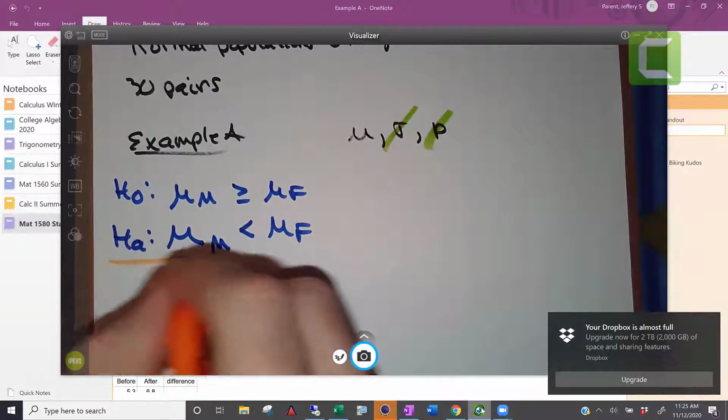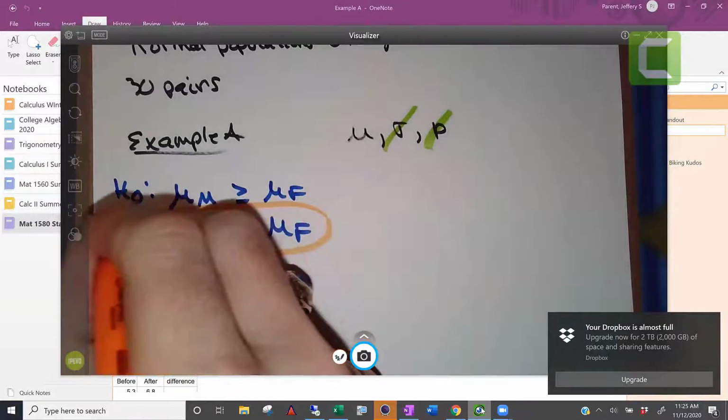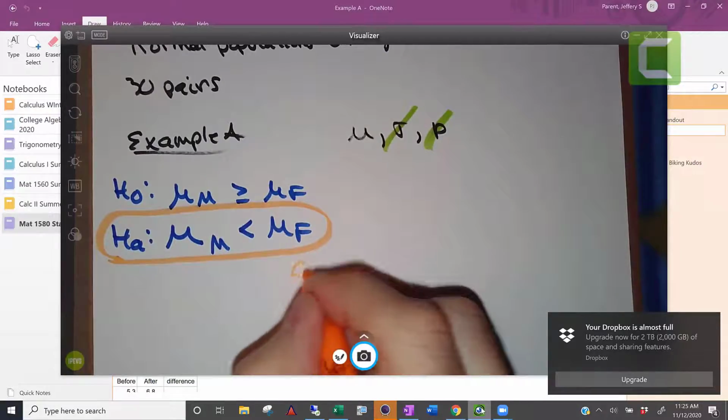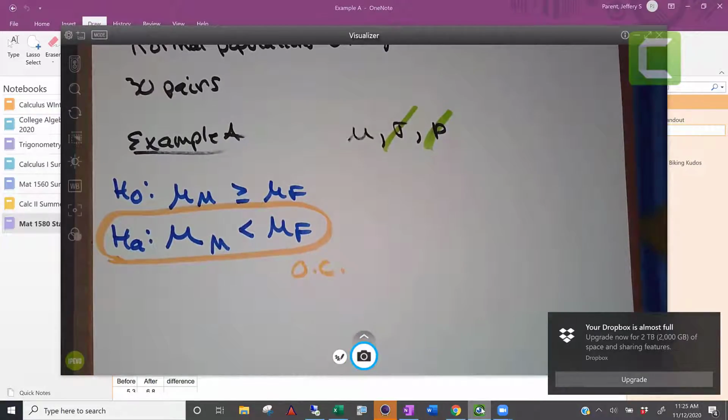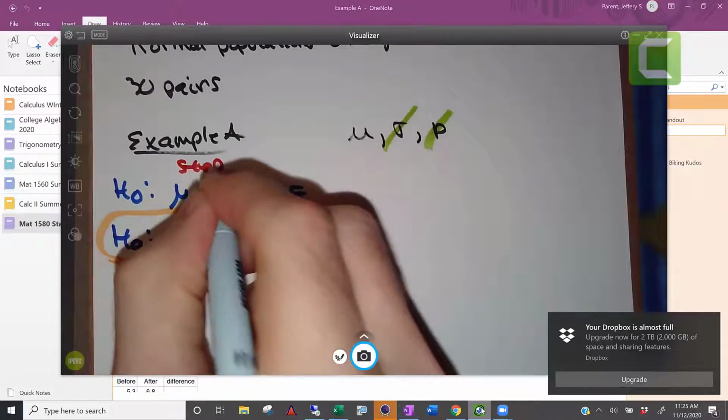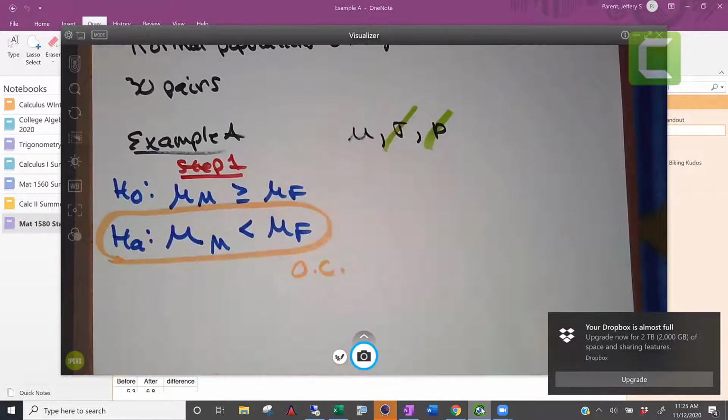And I like to circle this just to make it easier to look back on. Why do you think I'm circling that? What's interesting about this? It's the original claim. Yeah, it's the original claim. So that's just so that later on when we're finishing things up and we need to word our conclusion, we can look back and see what our original claim is. Thank you both.